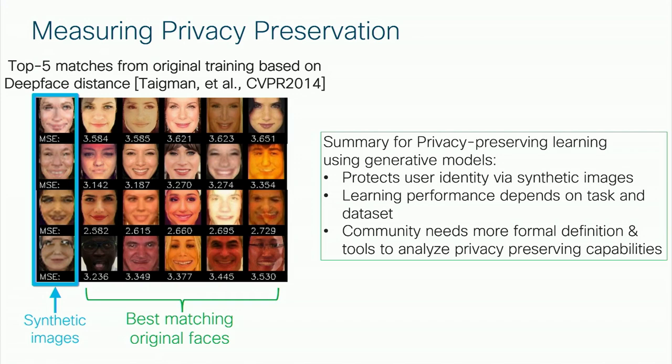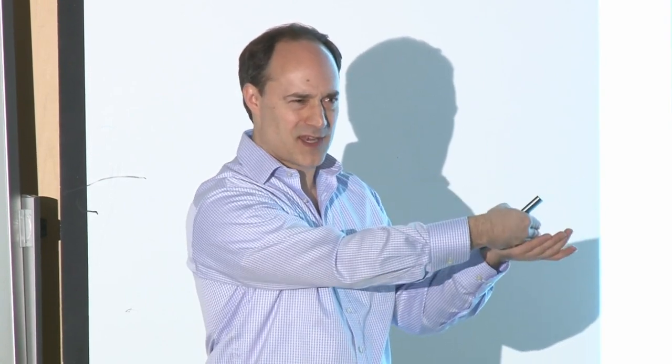That is, it protects the user identity by using these synthetic images. Now, there are a few caveats I want to mention here. The performance of these types of approaches, where we create synthetic images or synthetic data to use for the learning, well, the learning performance depends a lot on the specific task you're trying to accomplish.